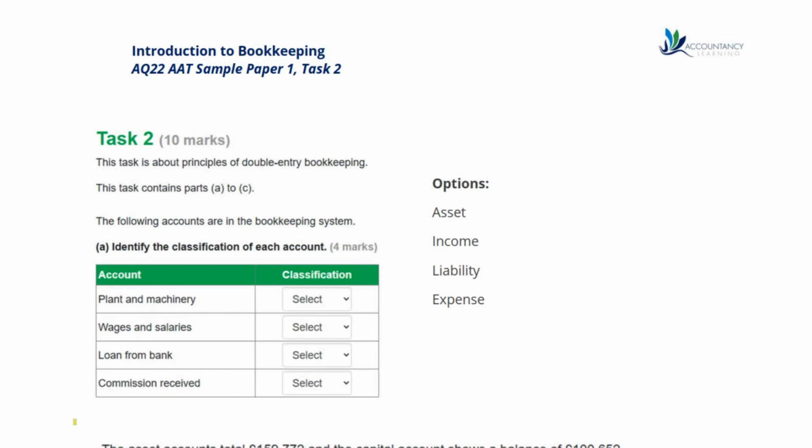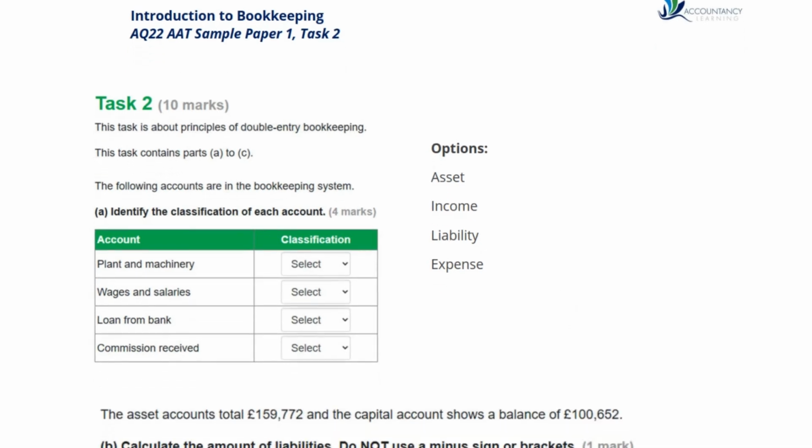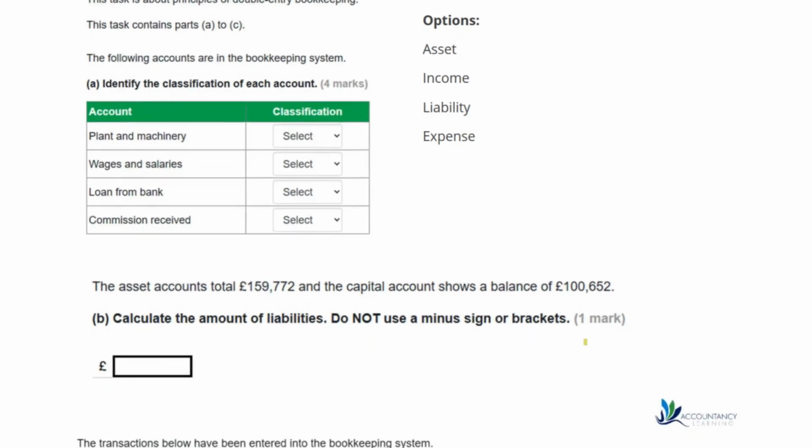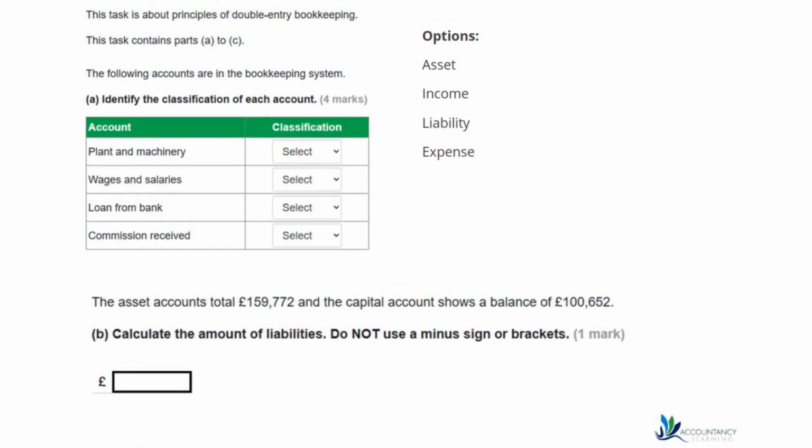I'm Sarah, and in this video I'll take you through the Introduction to Bookkeeping Sample Paper 1 Task 2. Task 2 is about principles of double entry bookkeeping. And for Part A, we are asked to identify the classification of each account. And the options that we've got in our drop down are here on the right hand side: asset, income, liability or expense. And our first account is plant and machinery.